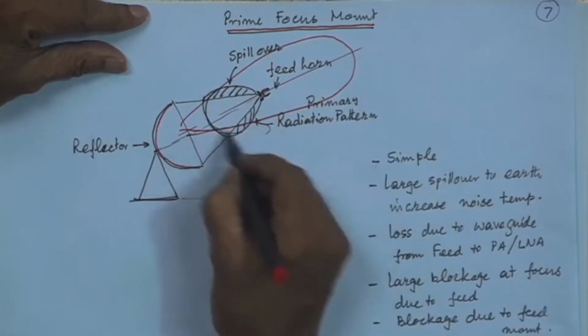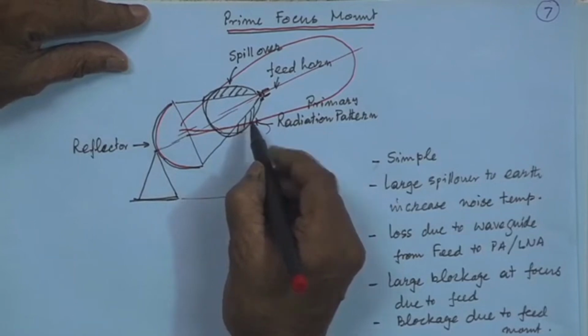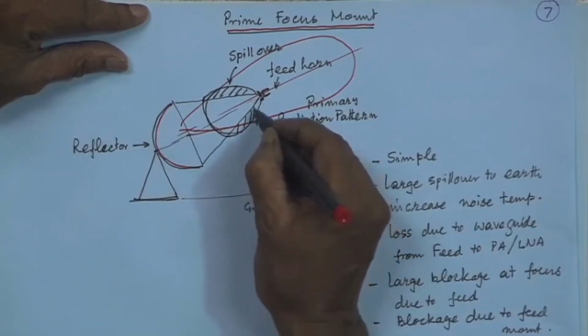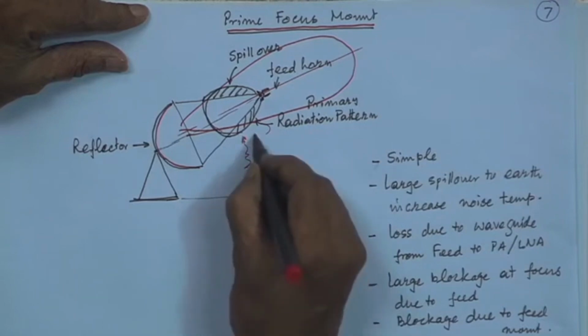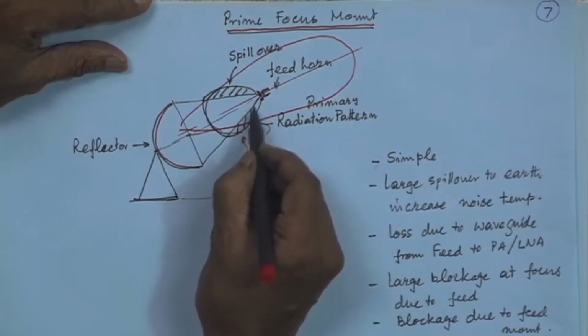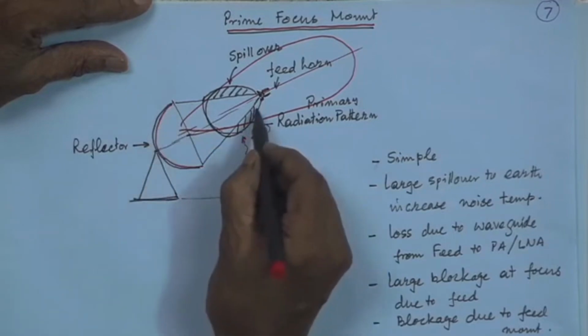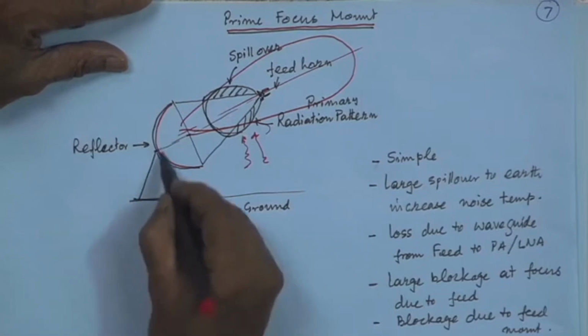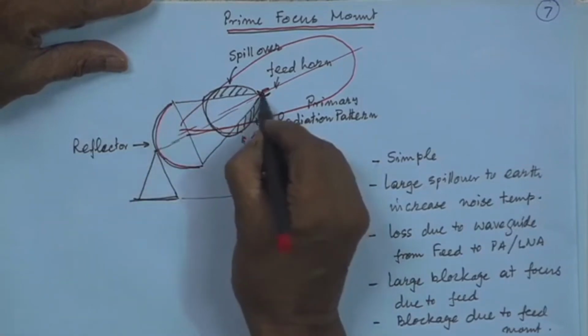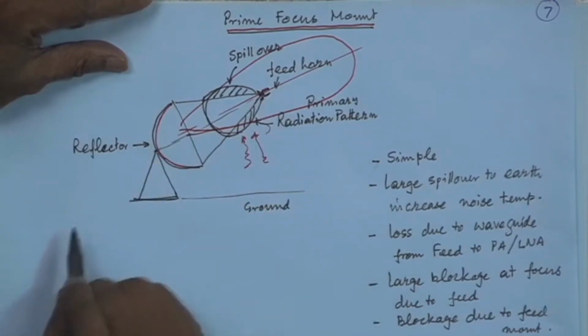Now, this primary pattern will have certain spillover, where from the ground it will pick up noise, and the full energy is not falling over this. So, shaping this is very important. Now, this type of reflector with a prime focus is very easy, very simple.